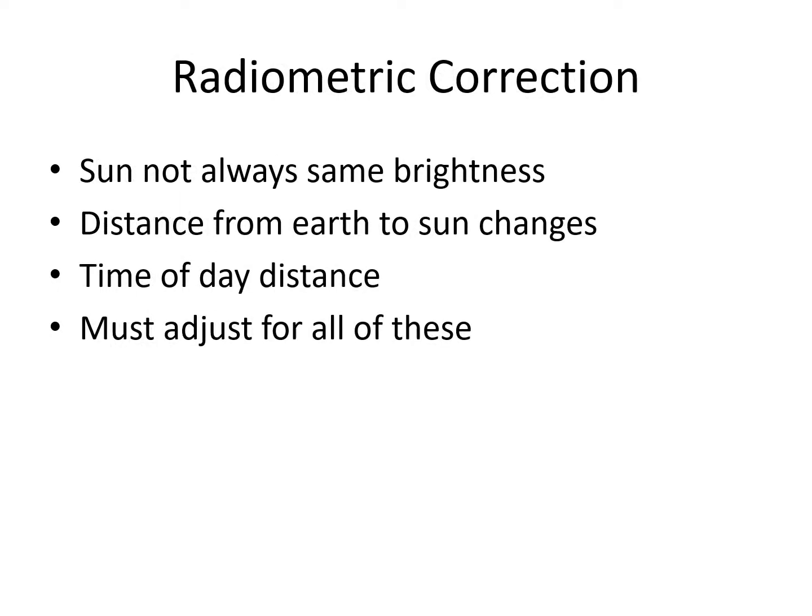Radiometric corrections come from the sun not always being the same brightness. That's the distance from the Earth to the sun changes. That's why we have seasons. Was the image collected in the morning, in the afternoon, in the middle of the night? These things matter. At night, of course, you won't get a lot. You get the energy that's radiated back out. So you got to adjust for all of these in some fashion or another.